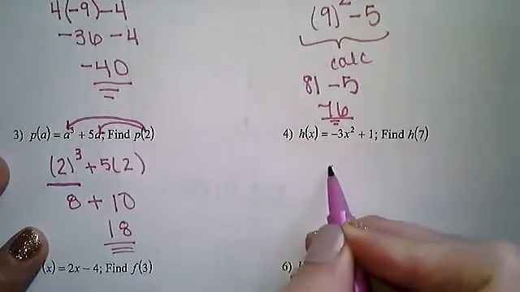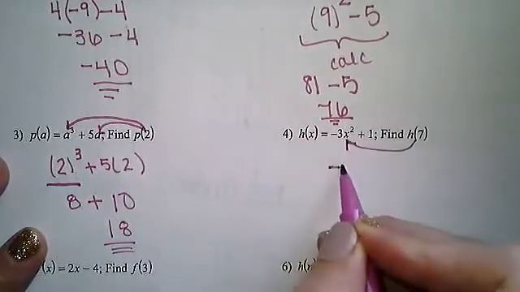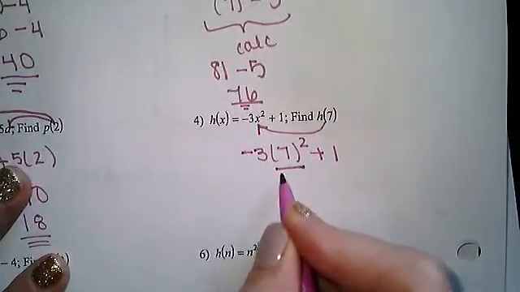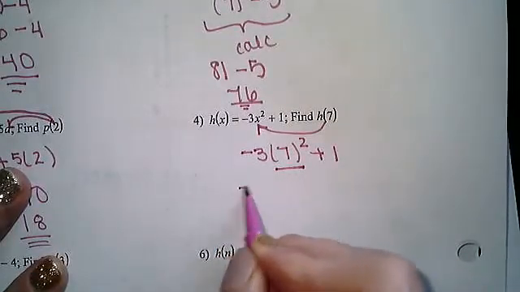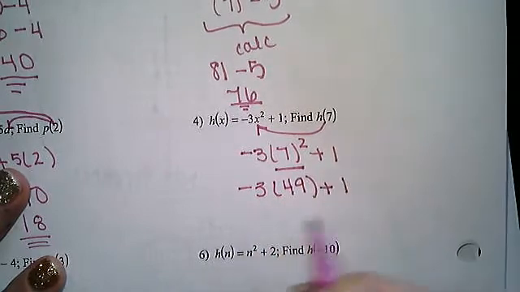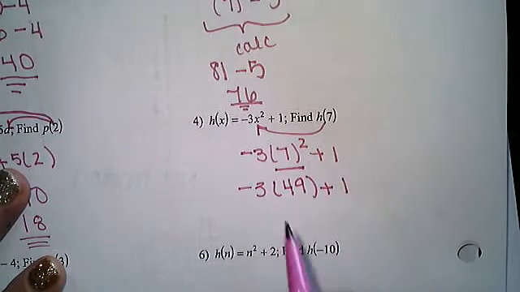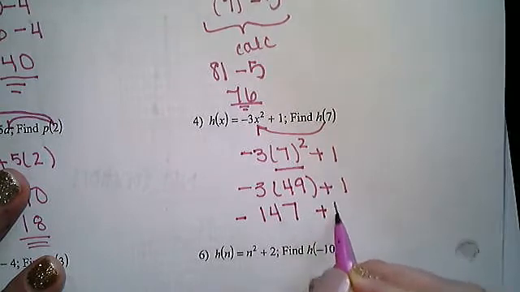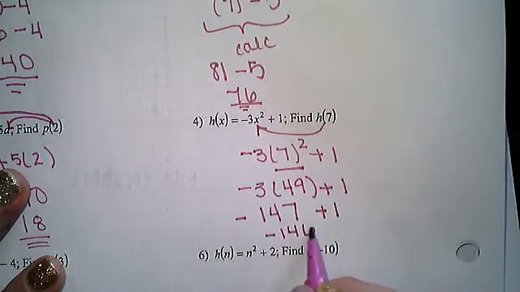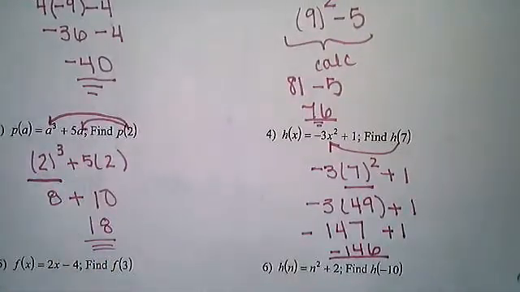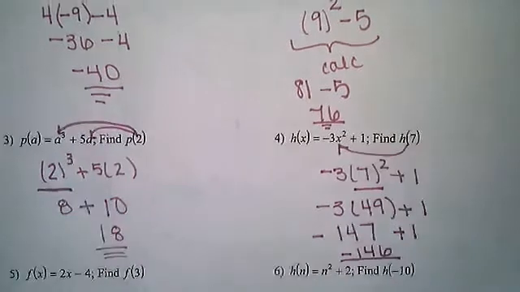This one here, we'll plug in the 7 for x: -3 times 7 squared plus 1. If you're using PEMDAS, make sure you definitely do your exponents first. So you're going to drop down the -3 and square the 7, getting 49. That times that is -147, plus 1, which is -146. So if you do follow PEMDAS, just make sure you're really careful with your order.